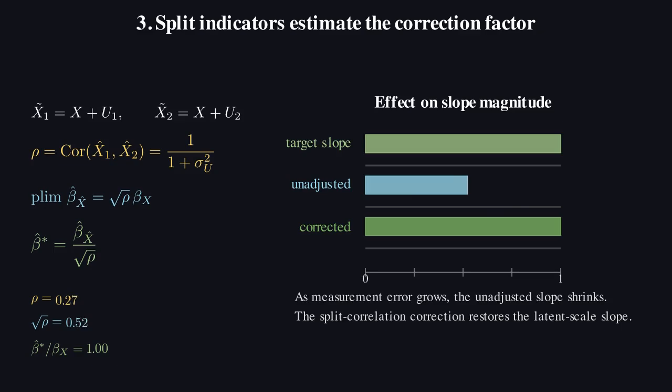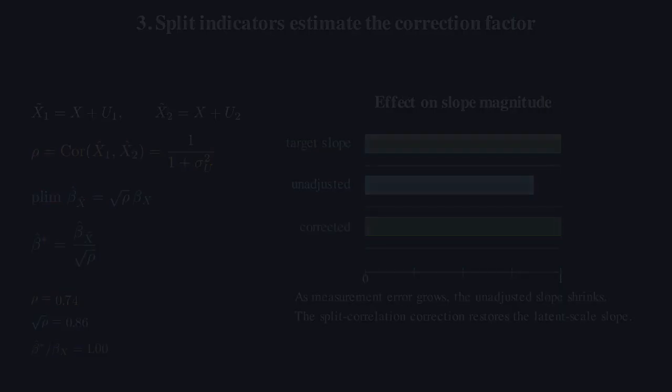In the latent predictor case, the unadjusted regression slope converges to the square root of rho times the true latent scale slope. So the correction is simple. Divide the unadjusted slope by the square root of rho. Visually, the blue bar shows attenuation. The corrected green bar restores the slope to the latent scale.